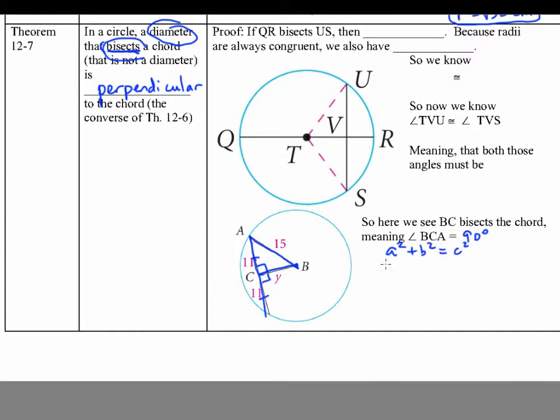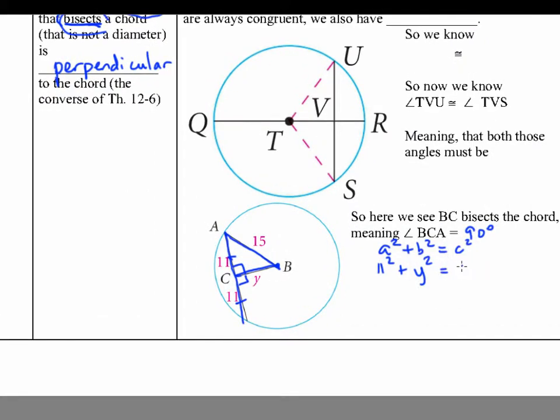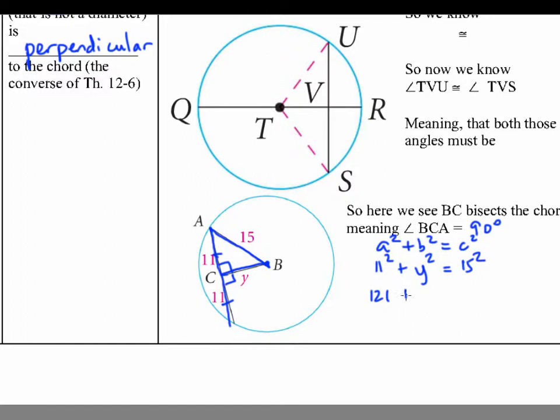a squared plus b squared equals c squared. 11 squared plus y squared equals 15 squared. 11 times 11 is 121, plus y squared equals 15 squared. Now 15 times 15. Let me do that box again.